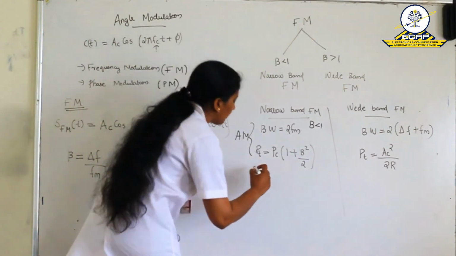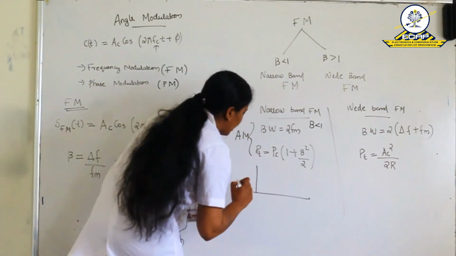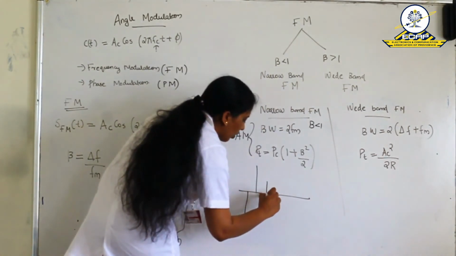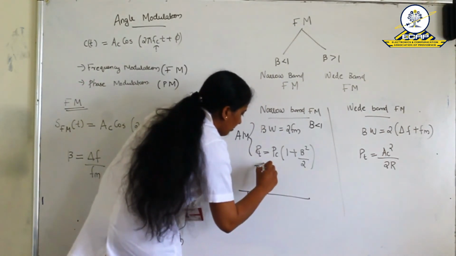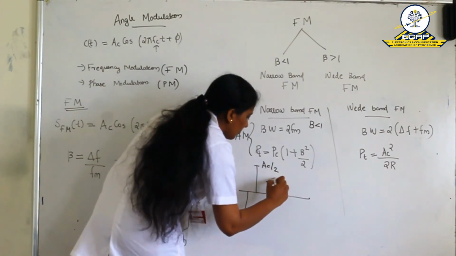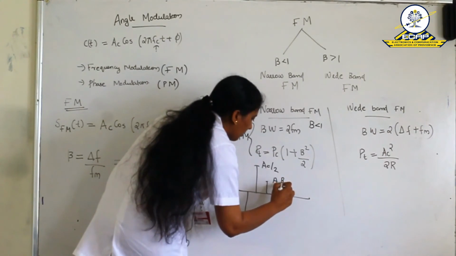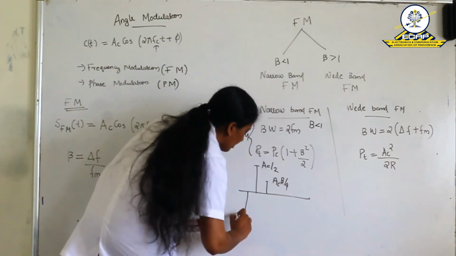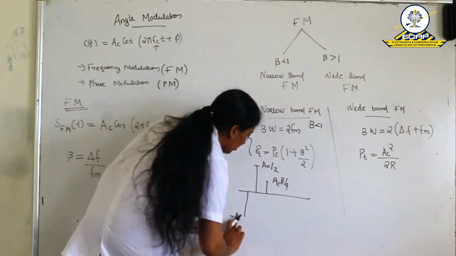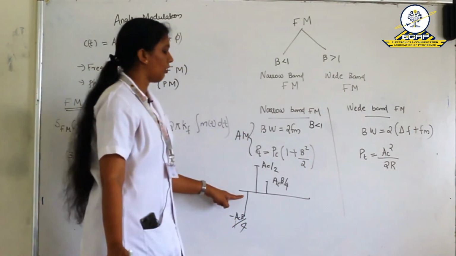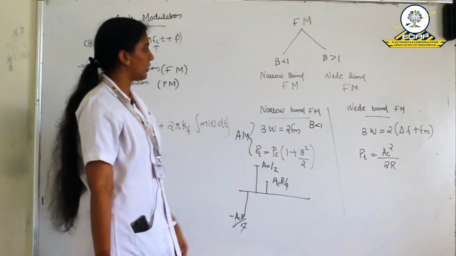The only difference is that if we are drawing the side bands, there is a 180 degree phase shift for the lower side band. Amplitude remains the same, Ac by 2. The side bands are Ac beta by 4, and minus Ac beta by 4. The only difference is the 180 degree phase shift for the lower side band. That is narrow band FM.